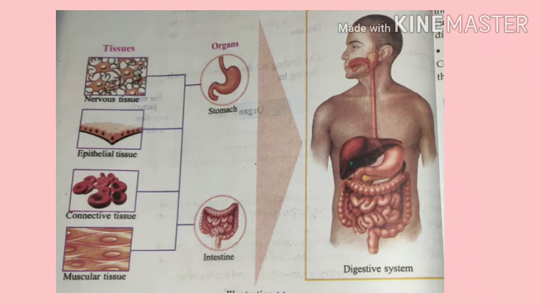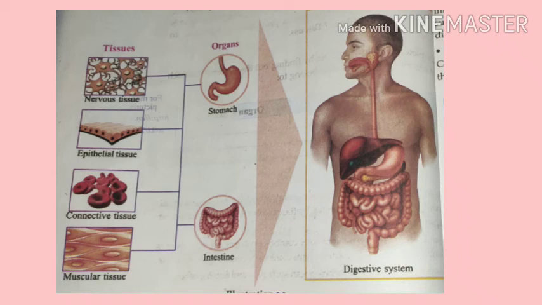Cells combine to form tissues. What if tissues combine to form? Look at this picture. Tissues combine to form an organ. We have studied different kinds of tissue, that is nervous tissue, epithelial tissue, connective tissue, muscular tissue, etc. So these tissues combine to form organs. And what if organs combine to form? Organs combine to form an organ system. So many organ systems combine to form an organism.